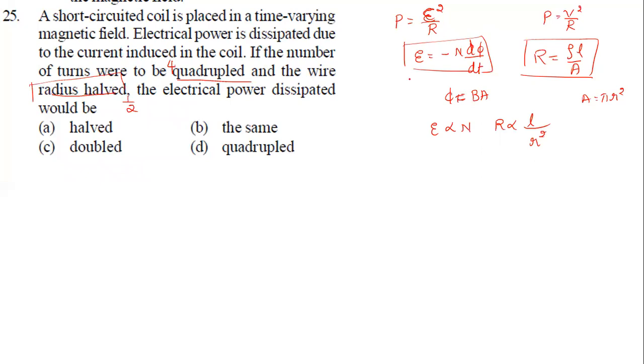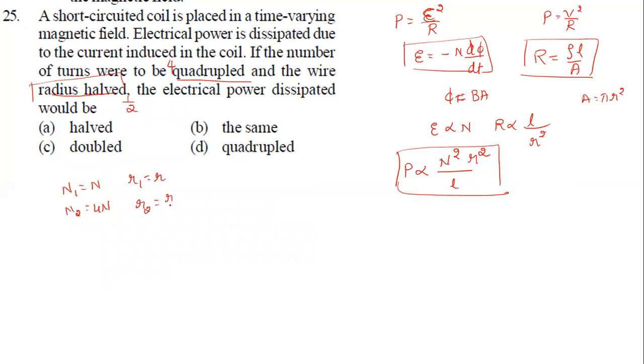Then look at now, power is what now? Power is proportional to, can I say N square? Because EMF square is N square, divided by resistance, which is L by R square, that is the denominator. So it is L, and R square will come to the numerator. So power is proportional to this. Now let's say initial and new number of turns: N1 is N, N2 is 4N. Initial radius R1 is R. Now new radius R2 is R by 2.